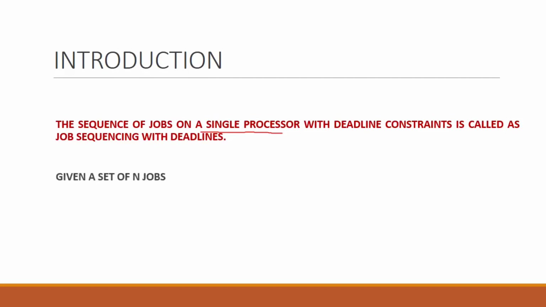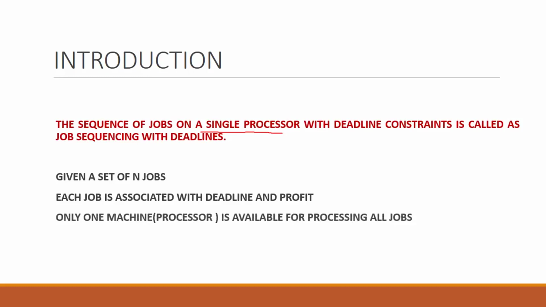To solve any problem, you must be given n jobs, and each job must be associated with a deadline and profit. Deadline is normally represented as Di and profit is normally represented as Pi. Only one machine or processor is available for processing all jobs. The machine takes 1 unit of time to complete a job. To execute any job, one machine is sufficient.